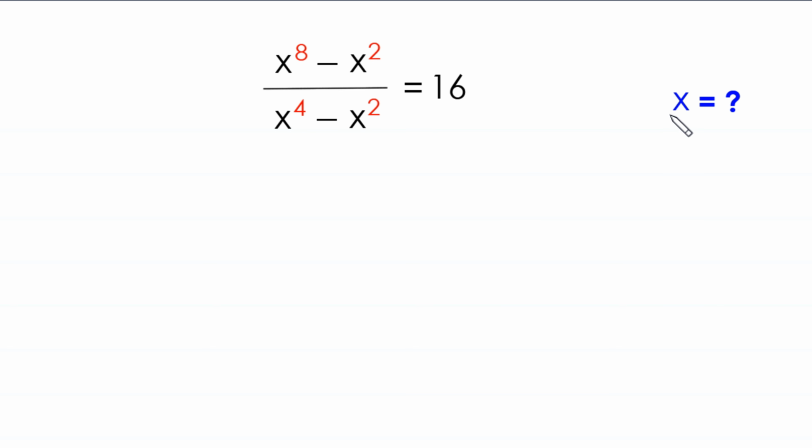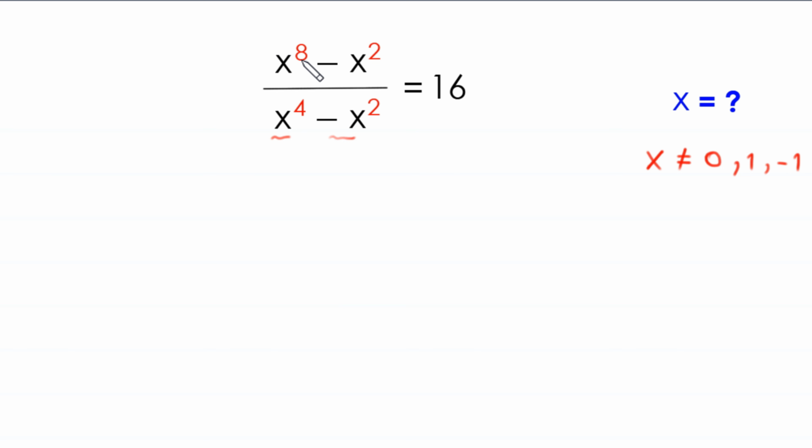So let's start. Since we have x to the power 4 minus x squared in the denominator, x cannot be equal to 0, x cannot be equal to 1, and x cannot be equal to negative 1. Because if x is 0, 1, or negative 1, then the denominator will become 0 and dividing by 0 is undefined. So x cannot be equal to 0, 1 and negative 1.